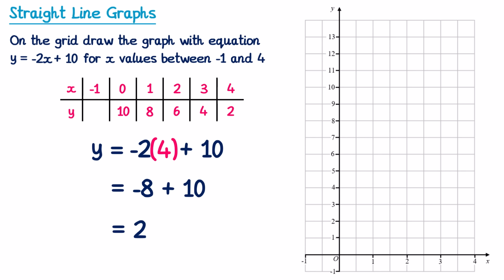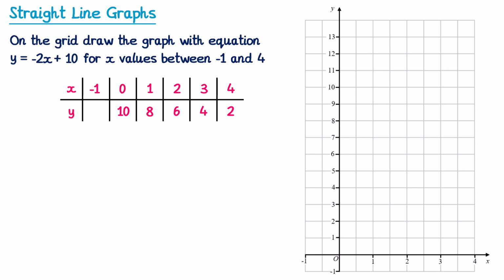To work out the value of y when x is negative 1, I'm going to use that trick again. To get from 2 to 4, you add 2. To get from 4 to 6 is also add 2. And so 6 to 8, and 8 to 10. So all I need to do is add 2 to 10, and 10 plus 2 is 12.